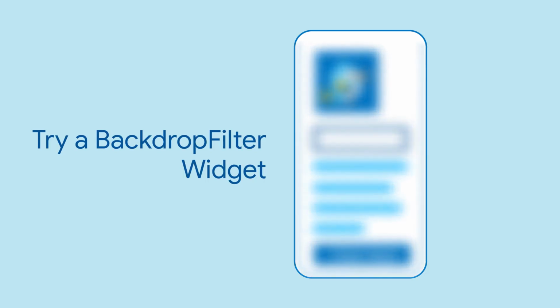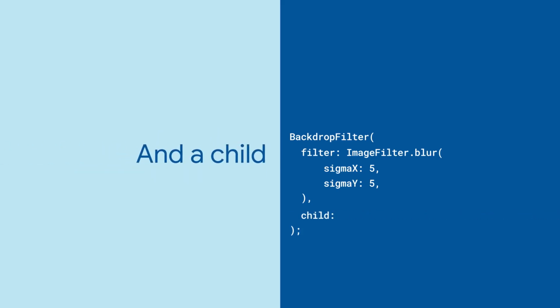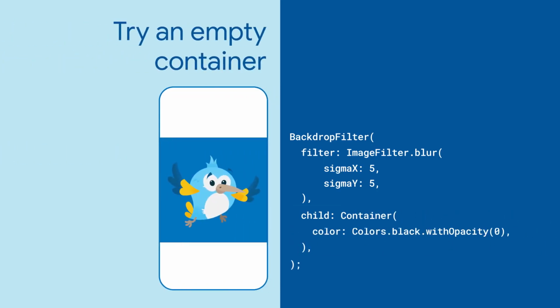The BackdropFilter widget takes an image filter and a child as parameters and applies the filter to widgets beneath the child. First, decide what type of filter you'd like, blur or matrix, which is used for transforms. Next, give the widget a child, but note that the child won't be affected by the filter, only those widgets beneath it.